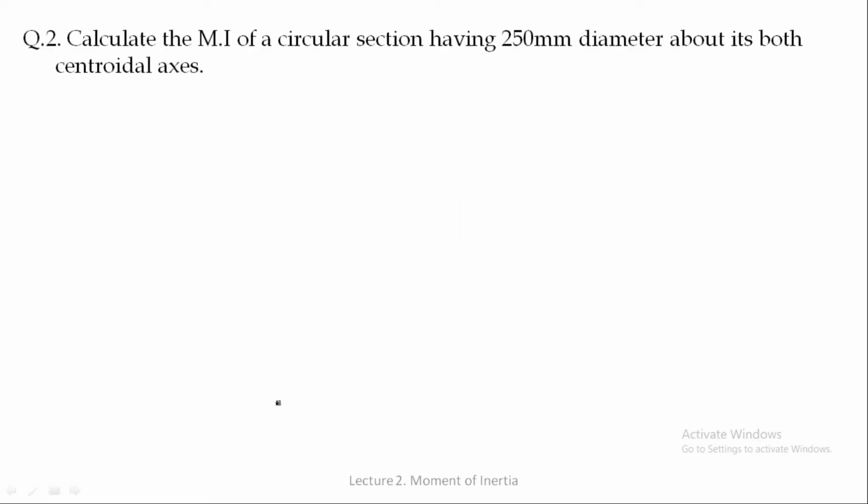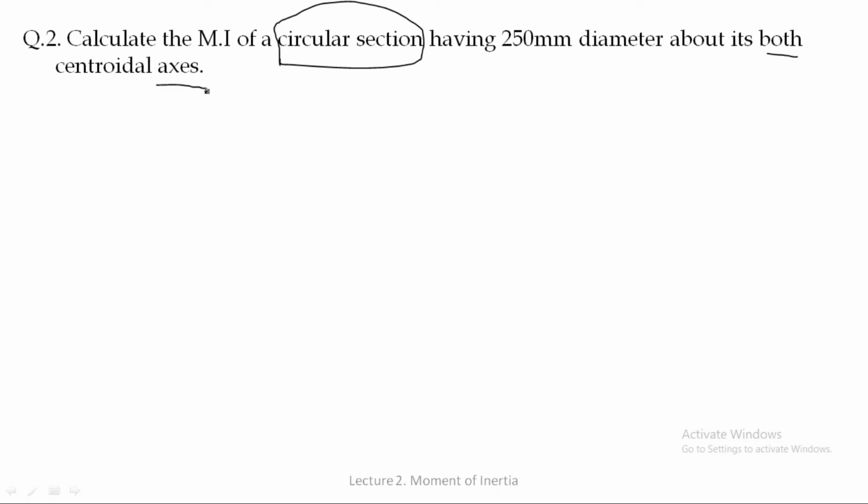Now let us go through the second numerical. What is the second numerical? Calculate the moment of inertia of a circular section. Remember, I will underline which section they have asked: a circular section having 250 mm diameter about both its centroidal axes. Again, both axes.